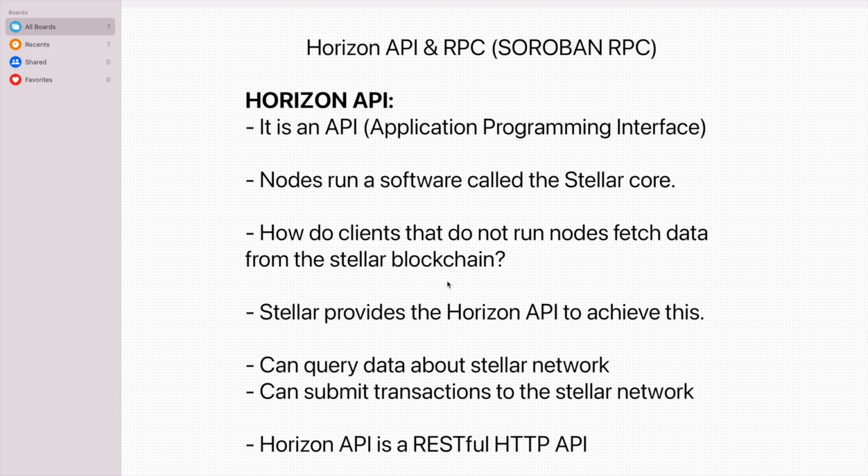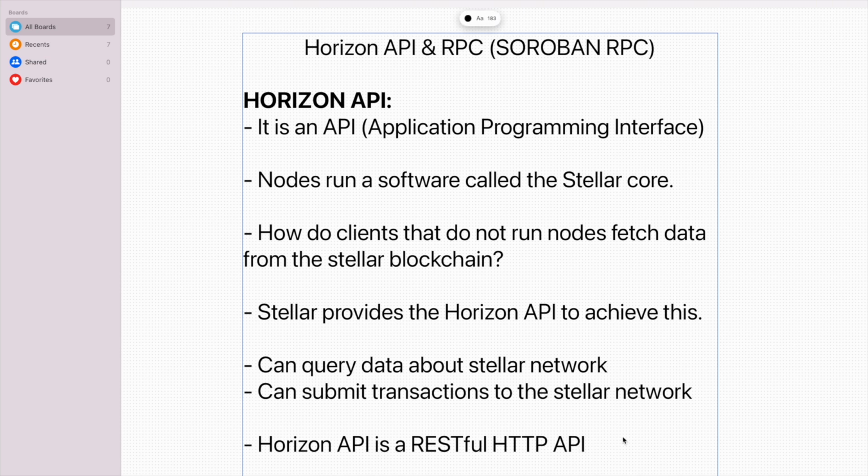Stellar provides you two ways to do that. You have the Horizon API and the RPC. In this case, the API is just a RESTful HTTP API that most of us are conversant with, right? It provides that for you to be able to query data from the blockchain and to be able to submit data to the Stellar network also.